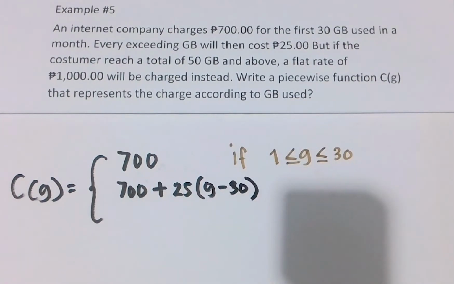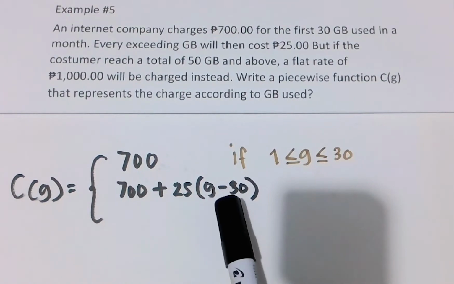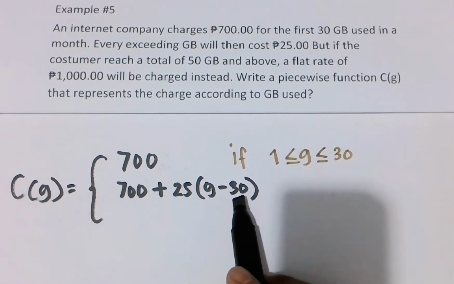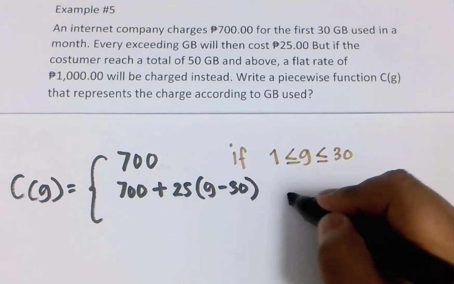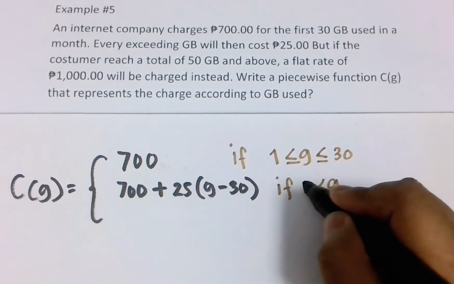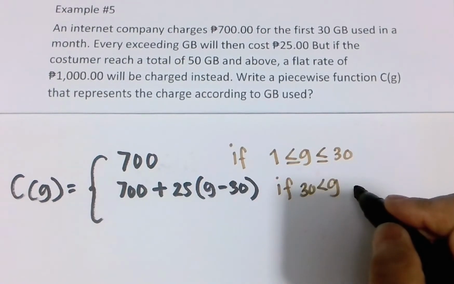So, ibig sabihin yan, kung ano man yung total number of gigabytes, let's say 45, pag niless natin yung 30, so merong matitirang 15, yung 15 gigabytes yun, ang imumultiply natin sa 25 pesos. Kasi yung 25 pesos is per gigabyte. Then, yun ang i-add natin sa 700. Okay? Kasi again, yung 700 dito, yun yung bayad natin do sa first 30 gigabytes used. So, this formula will be applicable only if G is greater than 30, okay, but less than 50.